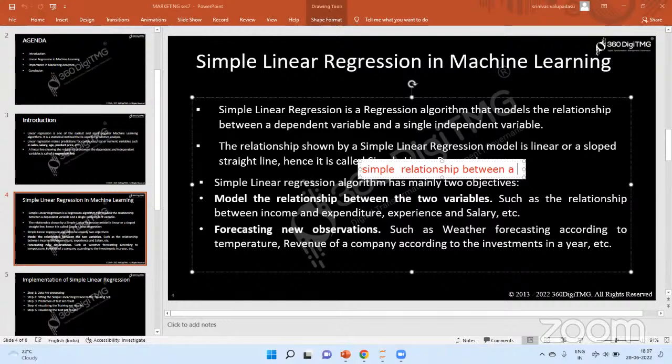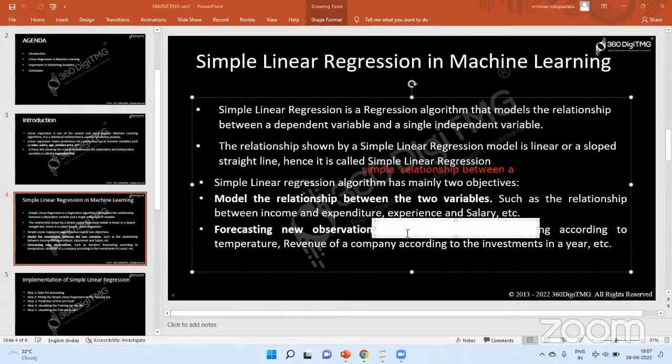Simple linear regression has mainly two objectives. The first is to model the relationship between the two variables, one independent and one dependent. You can take examples such as the relationship between income and expenditure, or experience and salary. So we can give the relationship between income and experience, or experience versus salary. These are two examples of applying the linear regression concept. First, we give the relationship between the independent variable and the dependent variable.